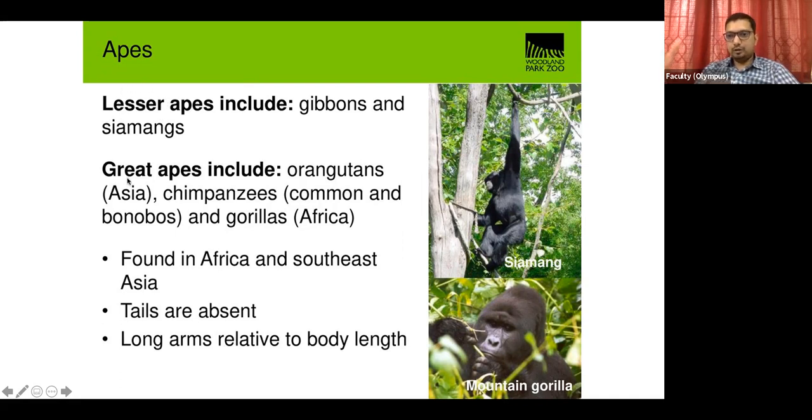Great apes are those that are huge, big, like orangutans, chimpanzees, gorillas. So great apes include orangutans, chimpanzees, gorillas.